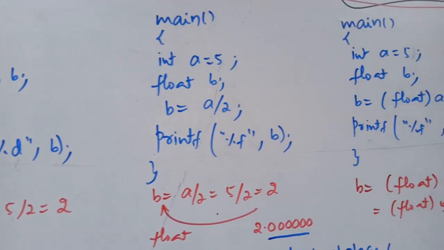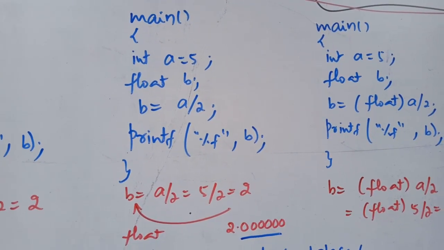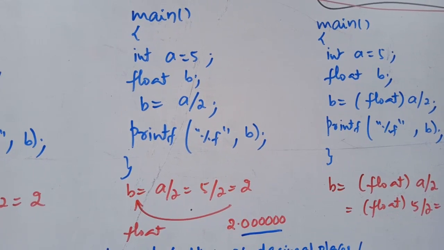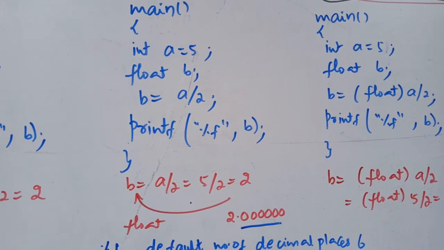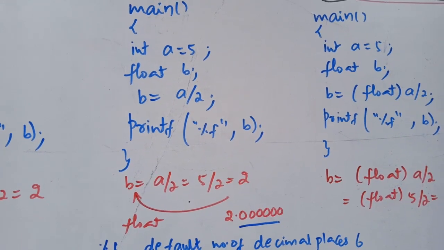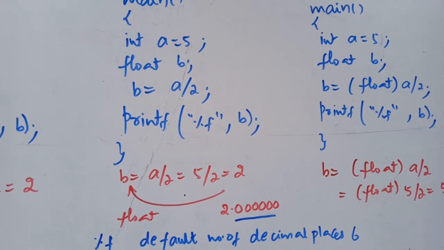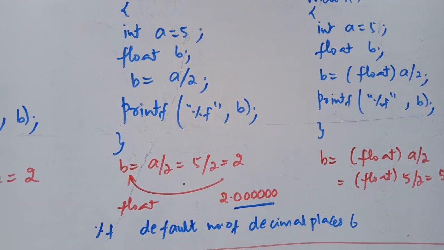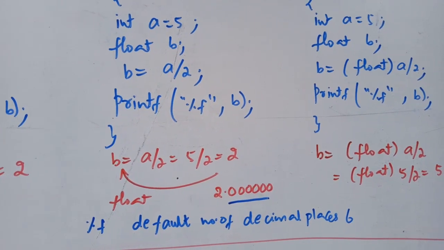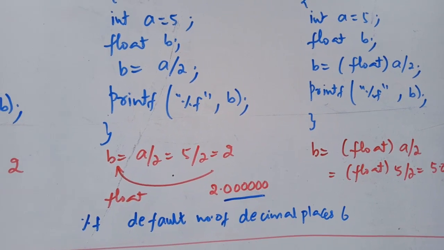In the second example, B is declared as float. The statement B is equal to A by 2. 5 by 2 is always 2 only, but 2 is assigned to B, which is declared as float. This is to be observed here, and now this 2 becomes 2.000000. The default number of decimal places in %f is 6.